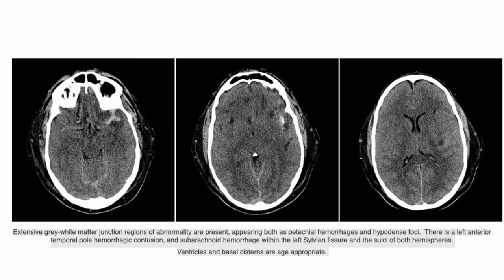So this is an example of this type of axonal injury, where we see extensive gray-white matter junction regions of abnormalities. You have to look for hypodense areas between the white and gray matter. So that's very important. Always think of this axonal injury, even when the CT scan is available for us.